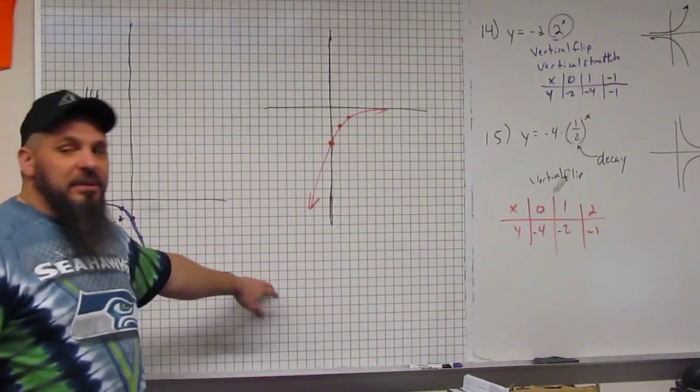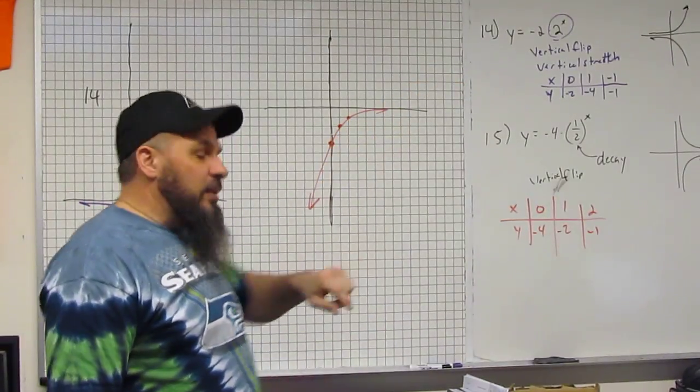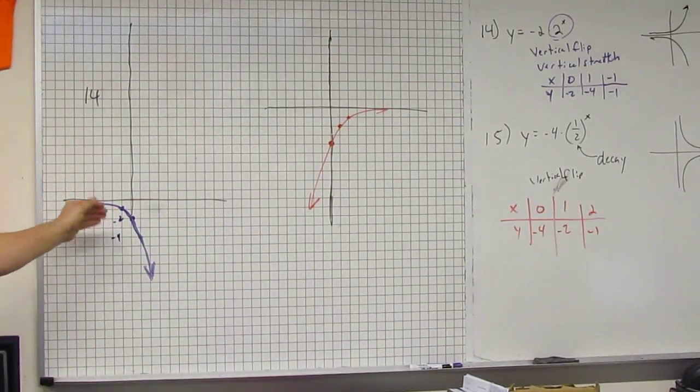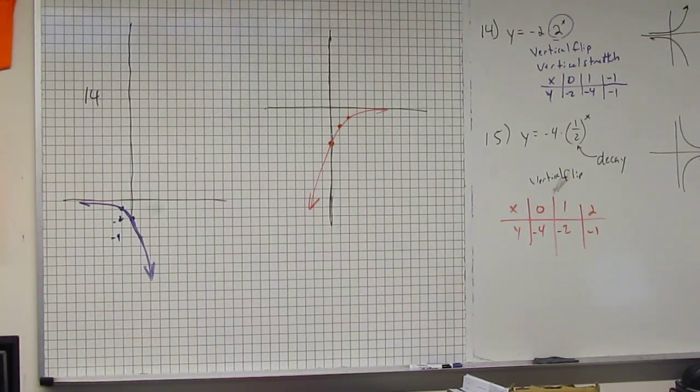It's decaying from negative infinity to 0. Whereas this one is growing from 0 to negative infinity. It's kind of inverse functions. Okay? Not really inverse functions, but yeah.